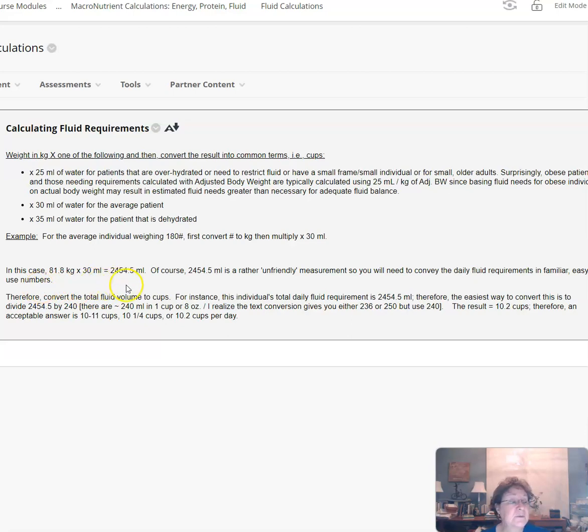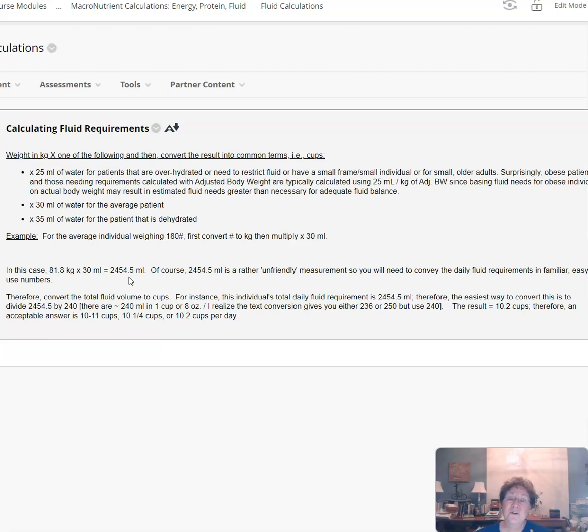Let me just mention something about this example. The answer here for this particular person was needing 2,454.5 milliliters of fluid per day. So this is not a very familiar or friendly term in milliliters for most of us, and especially if we're talking to patients or clients.